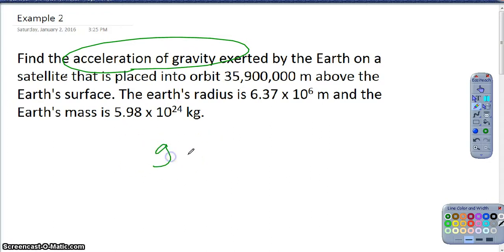So using my acceleration of gravity, again, to find g, it's just going to be the universal constant times the mass of the earth divided by the distance squared between the center of the earth and that object.